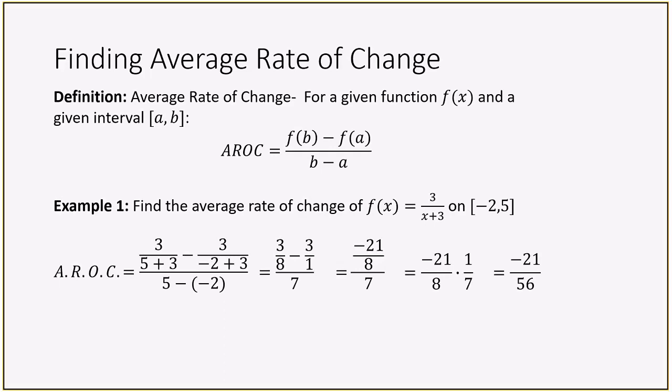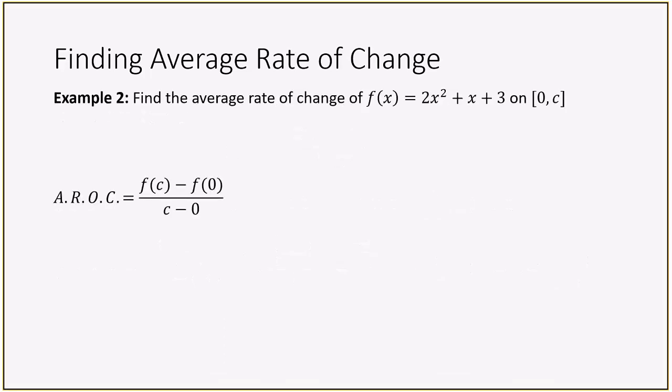And not to get lost in the noise of all of that, because there were a lot of fractions, but all I really did was find my f of b, find my f of a, plug it into my average rate of change formula, and then simplify. It's just, unfortunately, with this example, the simplification was a little bit tricky because I had to subtract fractions and then divide fractions and multiply fractions. But that's the idea. And then, as always in this course, if you have a fraction and you can reduce it, reduce it. So that's exactly what I did in that final step.